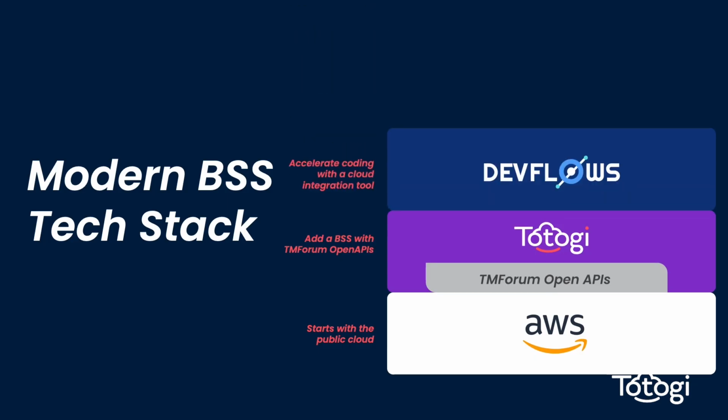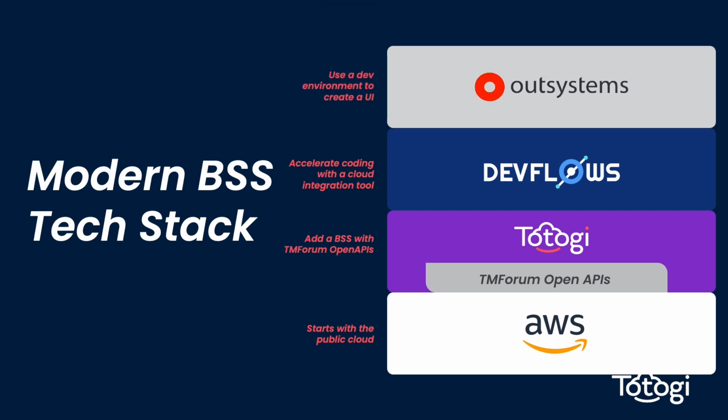DevFlows is a SaaS business integration platform that operates at cloud scale. DevFlows helps to accelerate the integration from any system to any cloud service. We're going to use it today since we don't want to bore you to death with 500 lines of code. And last, you need a development environment to create your UI and rapidly generate the interfaces that satisfy your business use cases. Today, we're going to use OutSystems, which is a low-code tool that allows me to quickly create interfaces without a lot of complicated coding, and it manages the applications you create in the cloud.